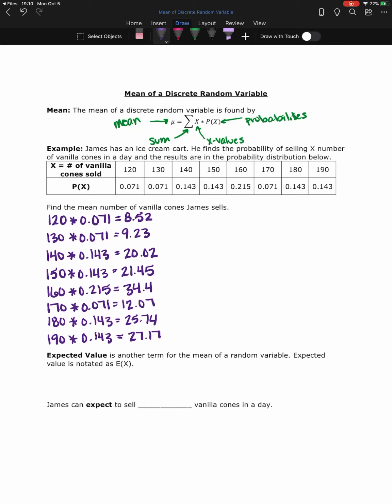And then finally, I'm going to take 190 times its probability, and that is 27.17. So now I have multiplied each possible x value by its probability. So now I want to add all of these results together. So 8.52 plus 9.23 plus 20.02 plus all the way down to 27.17.